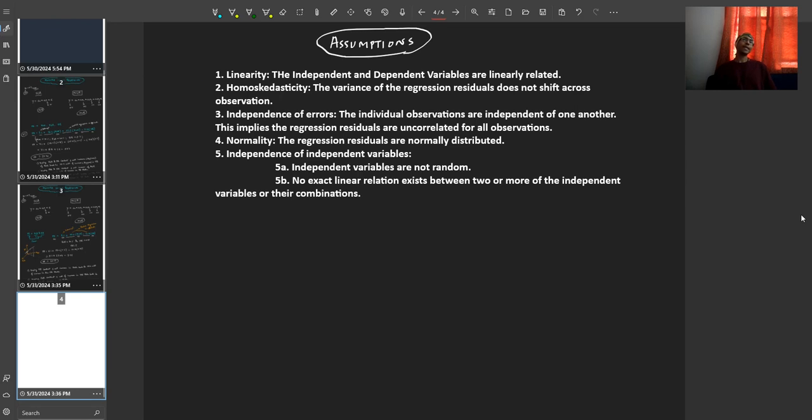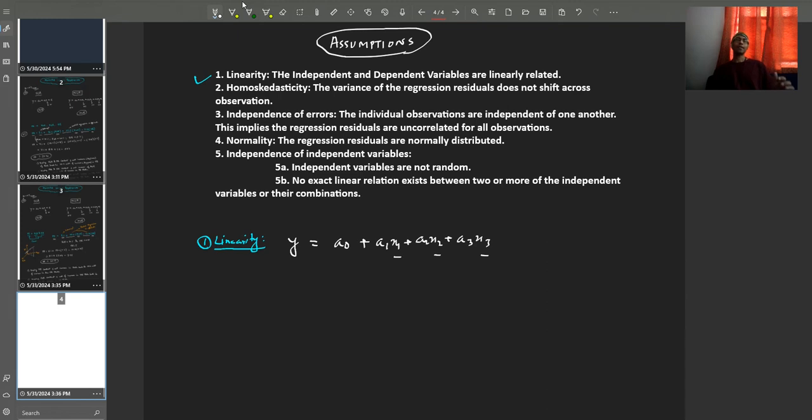So first we come to linearity. What is the meaning of this, friends? Linearity. The independent and dependent variables are linearly related. So this simply means that the dependent variable y has a linear relationship with the independent variables upon which it is dependent. So this is like a0 plus a1x1 plus a2x2 plus a3x3, assuming in this example y is dependent upon x1, x2 and x3. This is what we call a linear relationship.